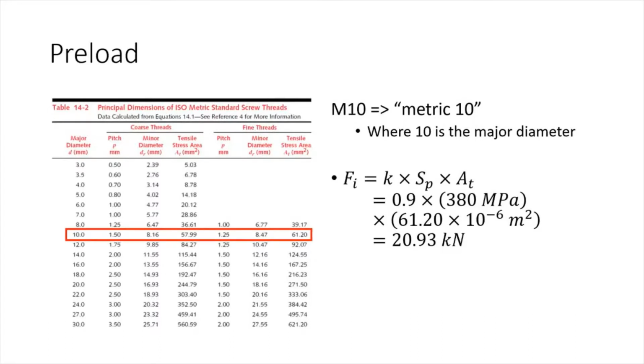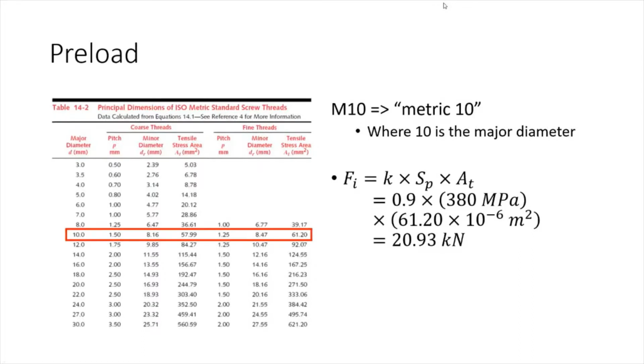SP is the proof strength and AT is the tensile stress area. We can find the tensile stress from the table on the left for our bolt. We know the major diameter of our bolt is 10 mm, as the bolt is defined as metric 10. If we check the row where the major diameter of the bolt is given as 10 mm, we can find that for a bolt with fine threads, the tensile stress area is given as 61.2 square millimeters.